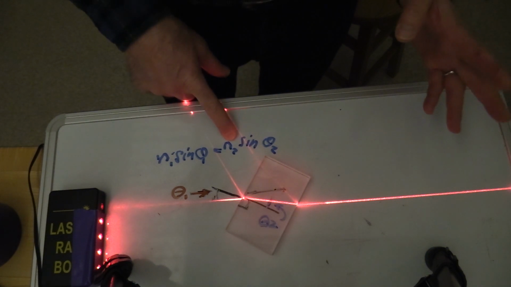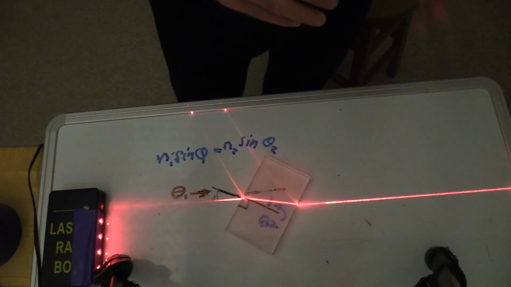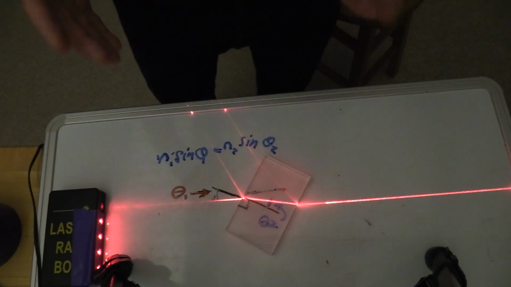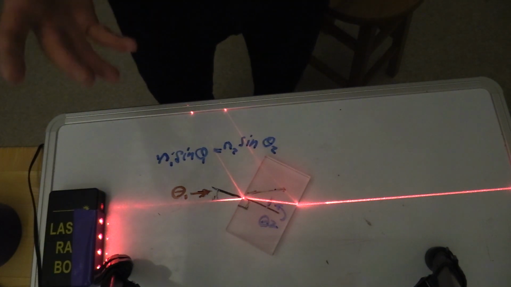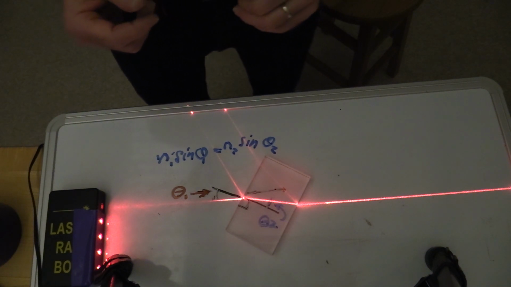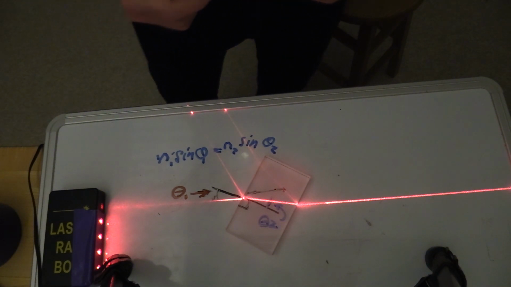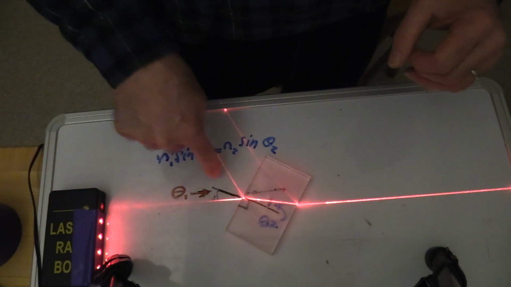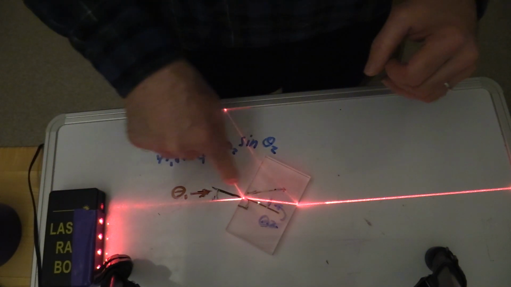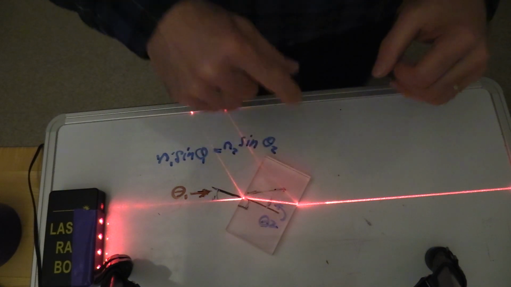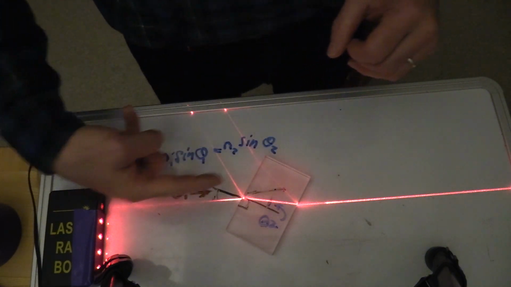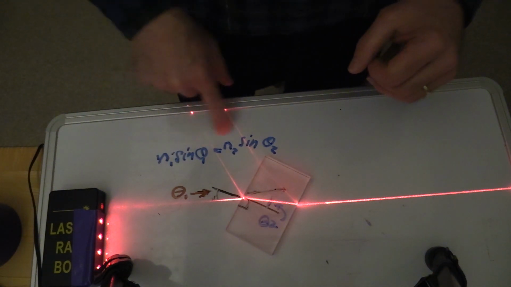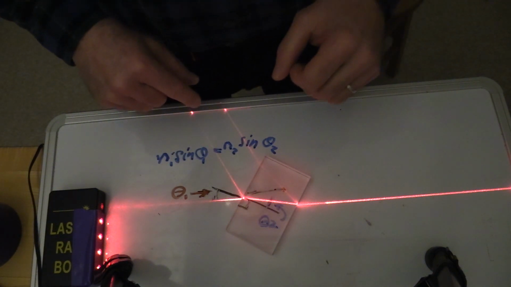n2 is the index of refraction of the plexiglass, which is, I haven't looked it up, but it's something bigger than 1. So 1 is the minimum value of the index of refraction. The index for plexiglass is probably about 1.5. So again, what we've learned so far is that when you're going from a medium with low index, like air, to high index, like plexiglass, the beam bends toward the normal. And the equation is given by Snell's law here.